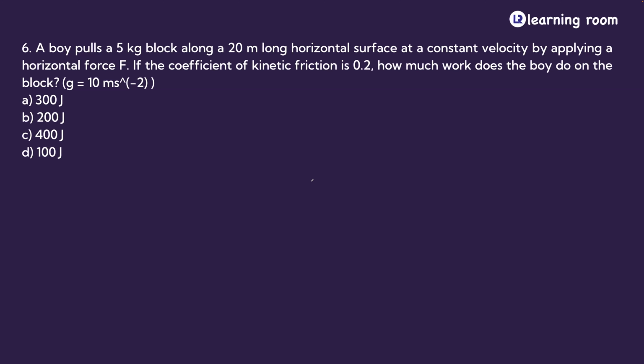There is a boy pulling a 5 kilogram block, right? He's pulling with a constant force F, and this is being pulled for a distance of 20 meters. Sorry, it is pulled with a constant velocity by applying a horizontal force. If the coefficient of kinetic friction is 0.2, so there is a frictional force acting in this direction, right? Question is, how much work does the boy do on the block?